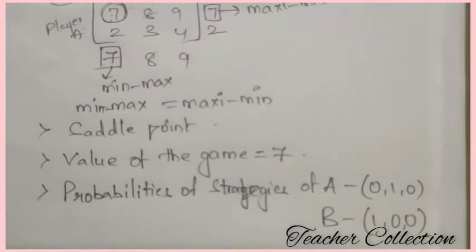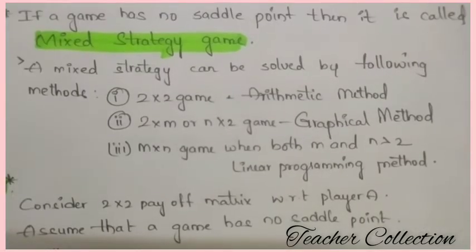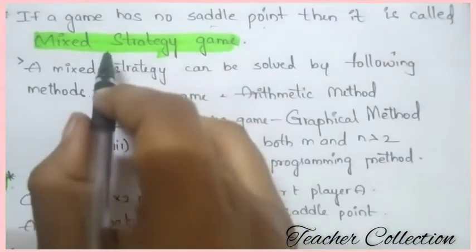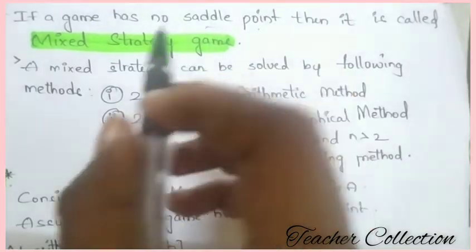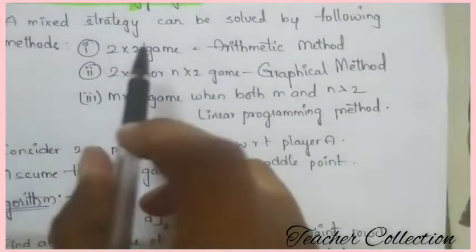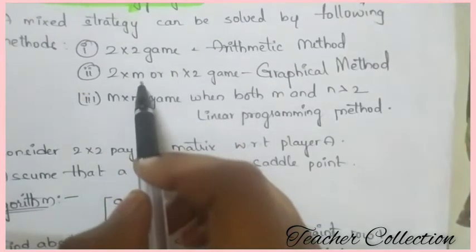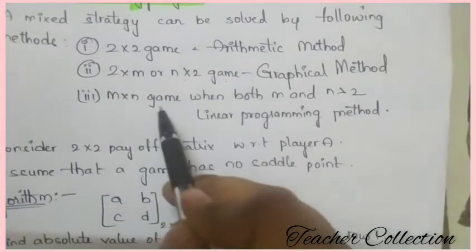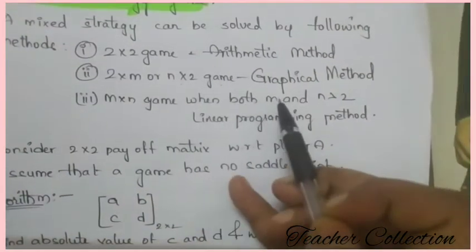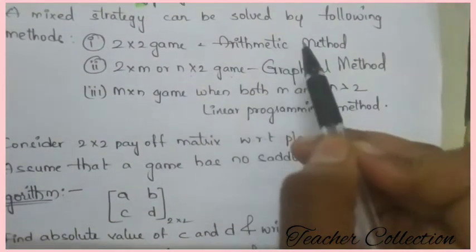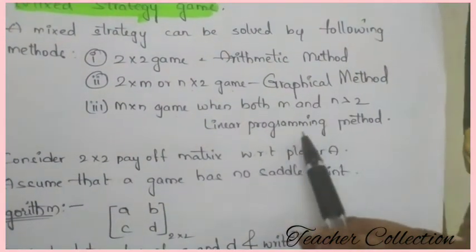Okay, this is a pure strategy example. Now the mixed strategy game. If a game has no saddle point, then it is called a mixed strategy game. A mixed strategy game can be solved by the following methods: a 2 by 2 game, a 2 by m or n by 2 game, or an m by n game when both m and n are greater than 2. The methods are the arithmetic method, the graphical method, and linear programming.